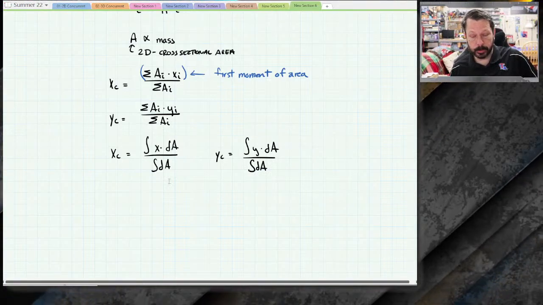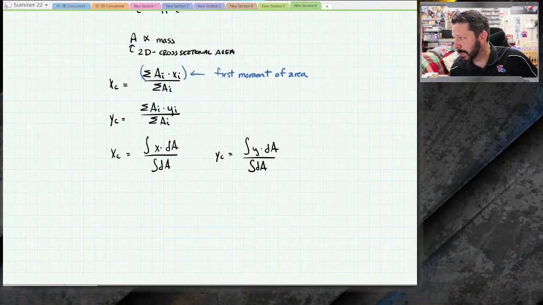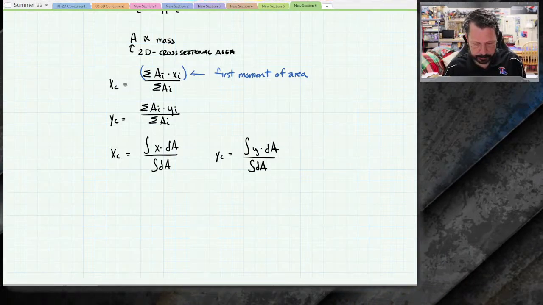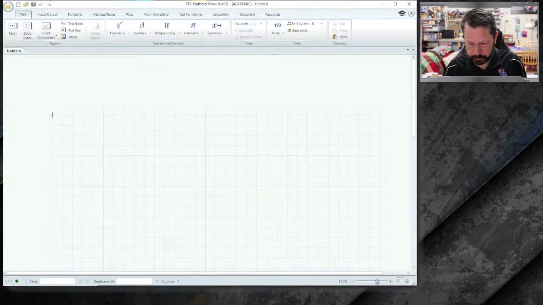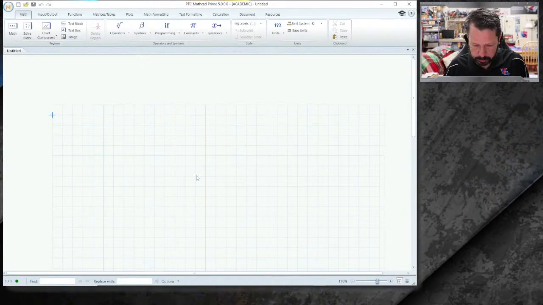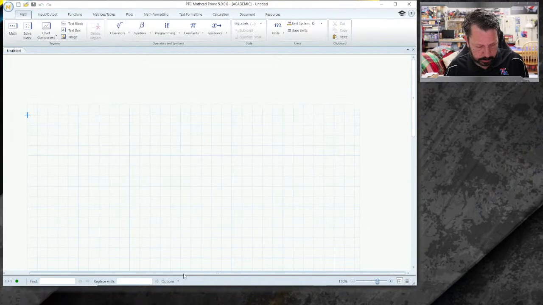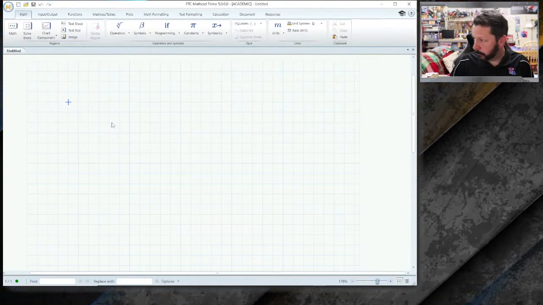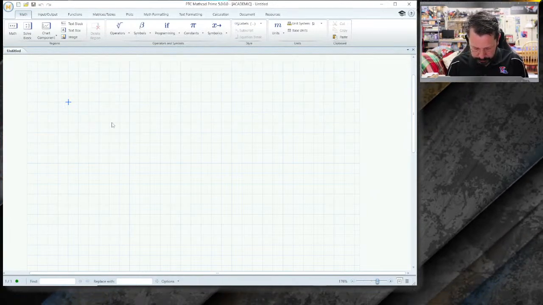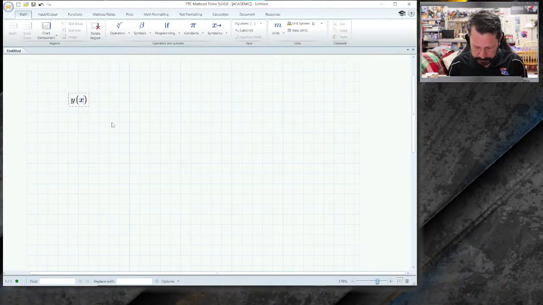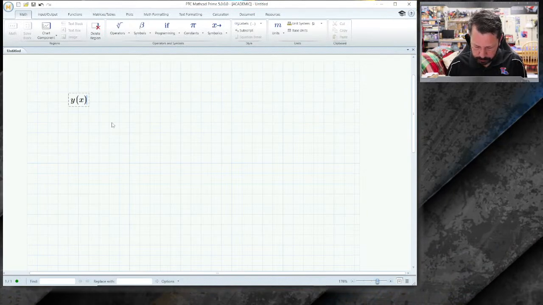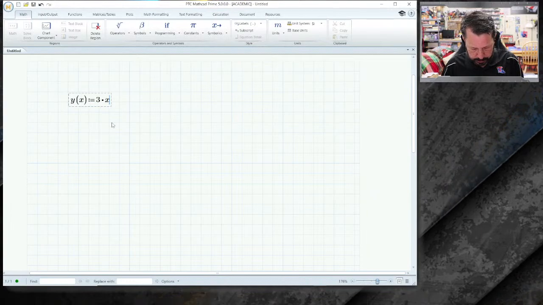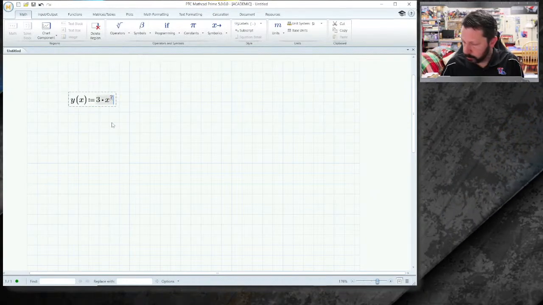So let's see how these work. Let's go to MathCAD for this, I think. Where did I put MathCAD? All right, there's MathCAD. Y'all see MathCAD? All right. So let's create a function. I had one picked out. Y of x equals, I did 3 times x squared plus 5.